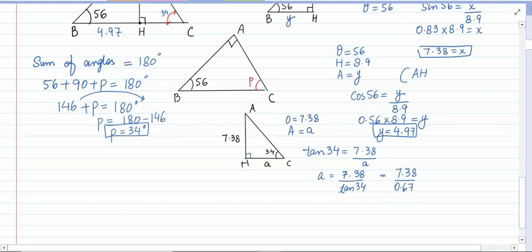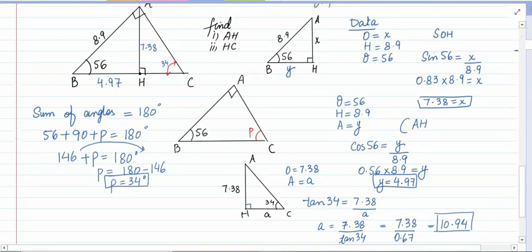7.38 divided by... it is equal to 10.94. That is the value of HC. So you see, this was your question.